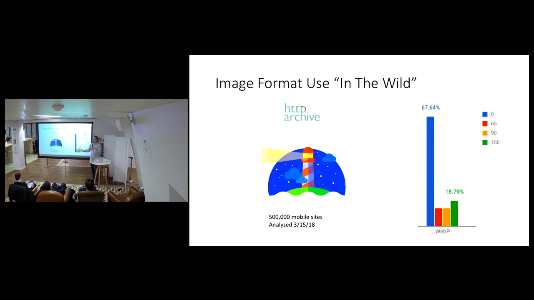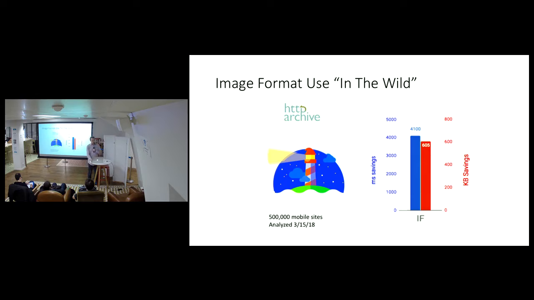I did this study before there was that widespread support in Edge and in Firefox. It was just Chrome, so maybe this has improved a bit. The median website would be 4 seconds faster and 600K less data on a 3G connection. Pretty significant savings just by switching from JPEGs and PNGs to WebP.